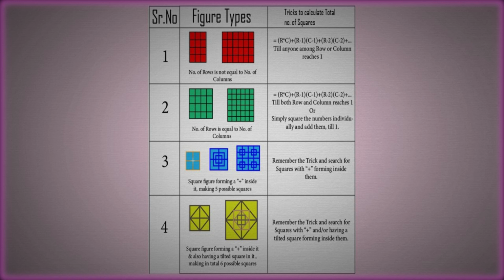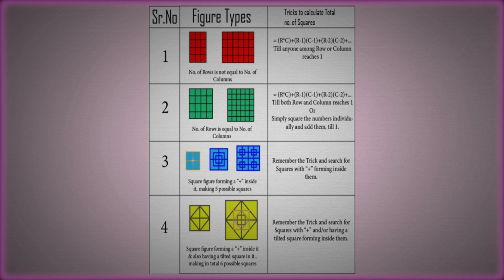those reaches 1. Or you can clearly refer to the formula here: r into c plus (r minus 1) into (c minus 1) plus (r minus 2) into (c minus 2) plus, until any one among row or column reaches 1. You just sum them up and you get the total number of possible squares inside type 1 figures.